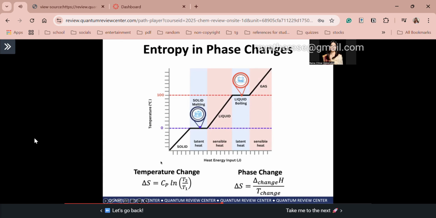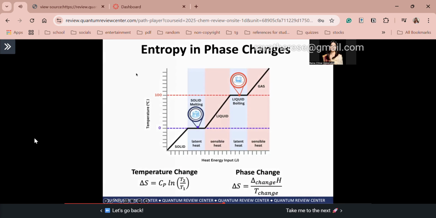So if there is a temperature change, delta S is equal to Cp ln T2 over T1. Kailan nga nangyayari, guys, ang temperature change? That is when sensible heat is being produced, right? Sensible heat. Next, kapag phase change naman ang nangyayari, where we produce latent heat, the delta S is just equal to delta H divided by T. So ito yung constant, guys, the enthalpy of phase change divided by the T of the phase change. So later you will see that. Again, take note of these equations, guys. Iba ito sa ating delta H equations for phase changes and temperature changes.